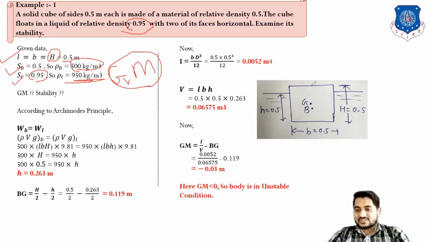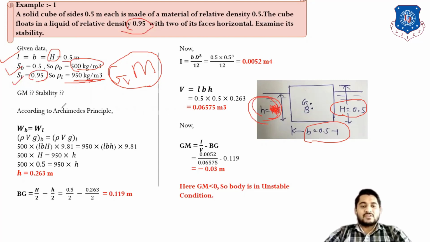According to this sketch, here width is shown, capital H is 0.5. Up to this small h height, water is filling, right? This is not 0.5, make a correction here. Now let us put the value of GM. GM is equal to I by V minus BG.